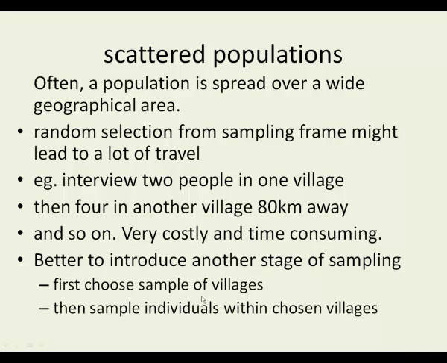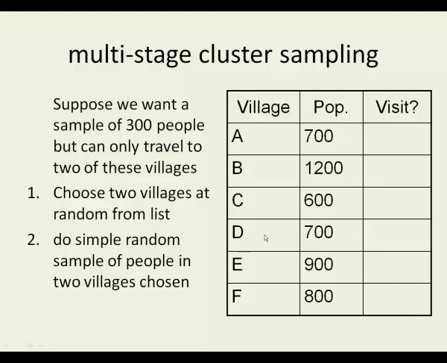It's better to introduce another stage of sampling. First you choose some villages, and then within those villages you choose all your individuals. And this is called multi-stage cluster sampling.